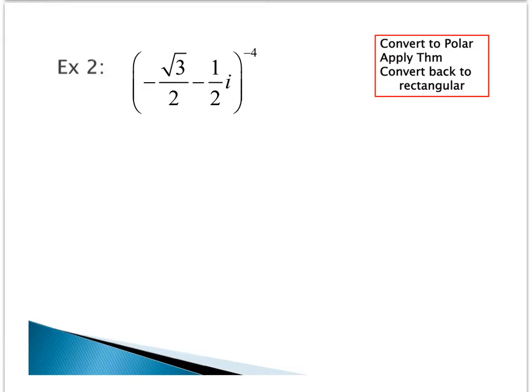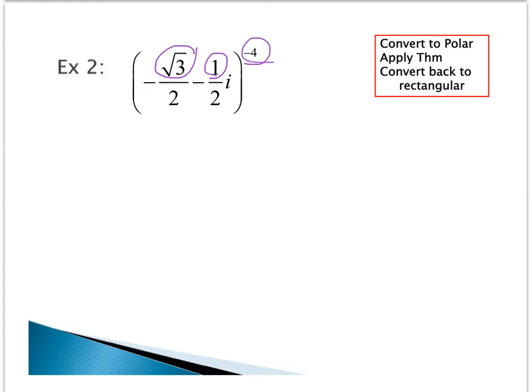In this problem, we want to do the same thing as we did in example 1. However, notice now that my exponent is a negative integer. The problem will be solved and attacked the same way as the one that we just did. Now here I'm also going to point out that the numerators, the root 3 and the 1, fit nicely with our 30, 60, 90 pattern of a, a root 3, and 2a.